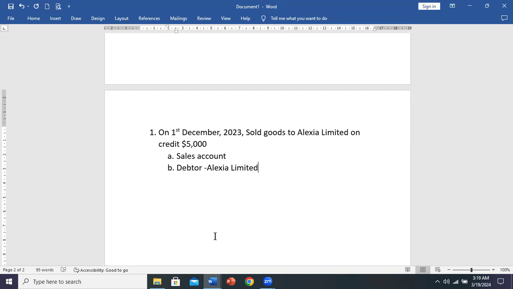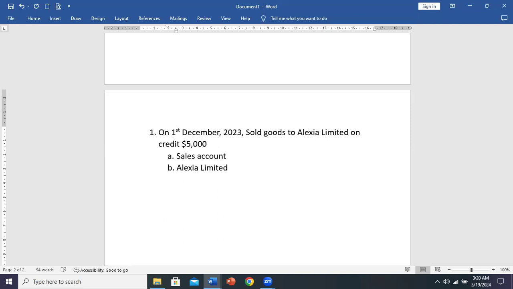So, Prof. Richmond, welcome back. Okay, so the two accounts will be sales account and the debtor Alexia account. But if you are opening the account, you can ignore the debtor and open just Alexia Limited. But you know that the business is a debtor. So who are we going to debit and who are we going to credit? Yeah, Richmond. Debit Alexia Limited and credit sales account.